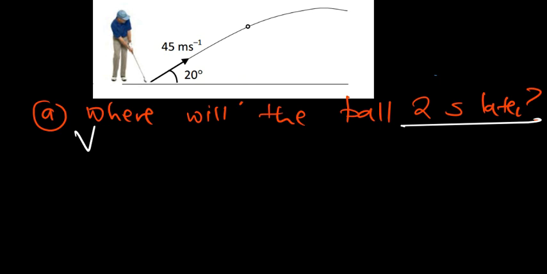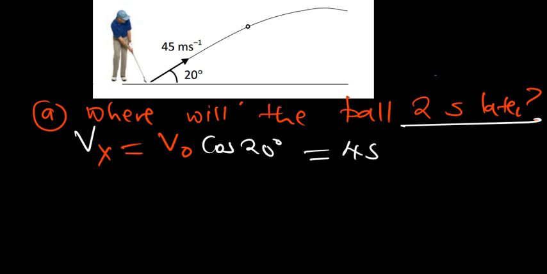So the initial velocity in the x, Vx, is going to be V naught cosine of the angle. This is going to be the velocity in the x direction. So V naught there we understand is 45. So 45 cosine 20 degrees. This is the velocity in the x direction. Now we understand that it's constant.